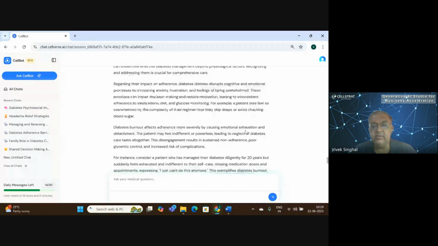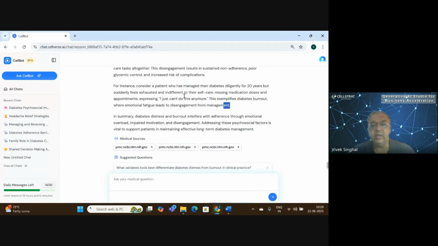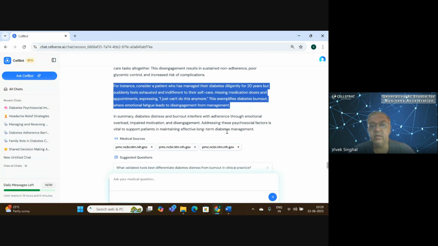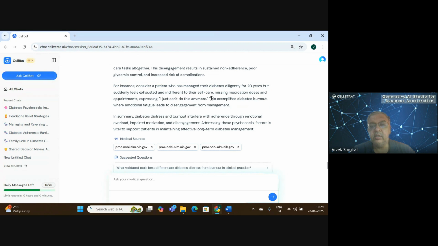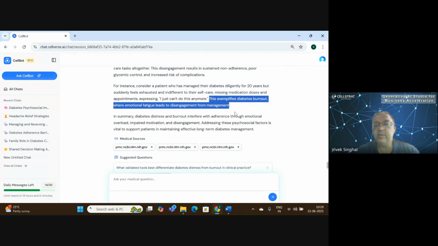So here in the answer, it is now giving an example of its own. Then it is classifying this particular example, the same example given in the prompt itself. This exemplifies burnout, where emotional fatigue leads to disengagement from management of diabetes. So it is basically classifying the one-shot example I gave it. It is saying this will qualify as burnout, not necessarily as diabetes distress.